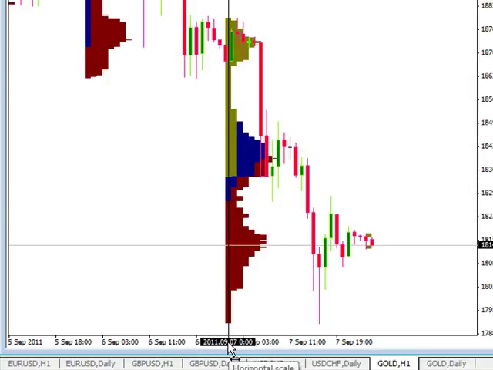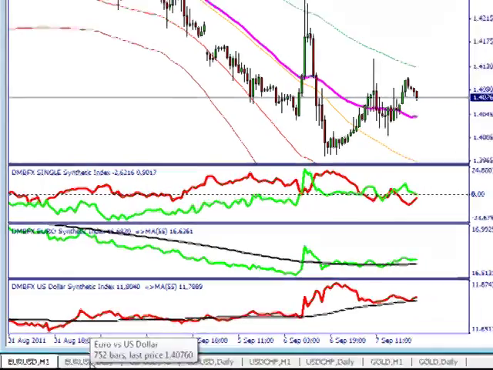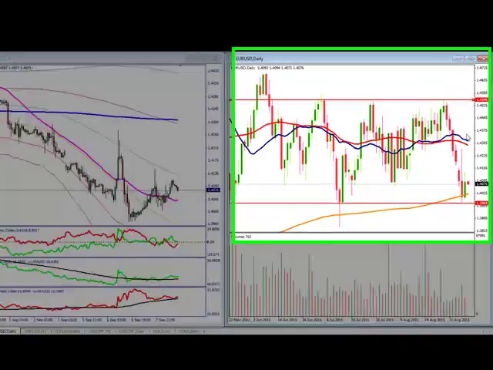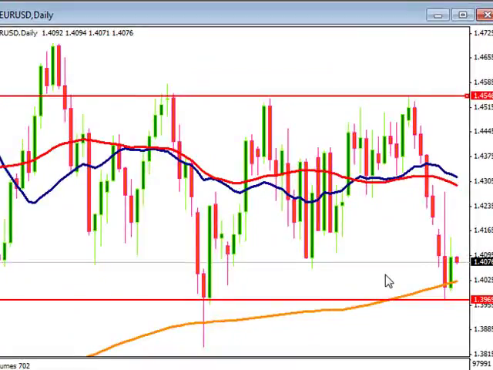So with our gold pulling back, what does that mean for our currency pairs? We'll start off with the euro dollar. Here we can see once again our range is in place. We've had this in for you for a while. We came right down, tested the 200 moving average, and we also tested the low of this range.